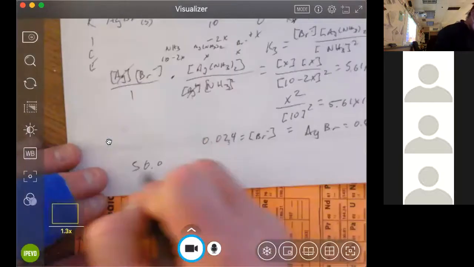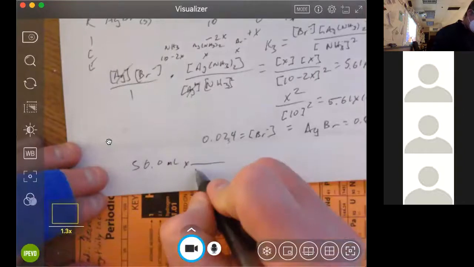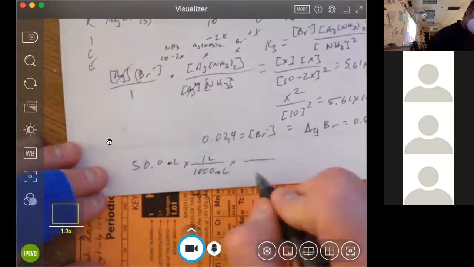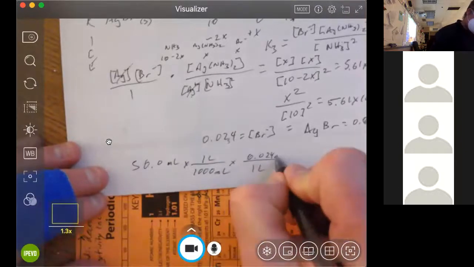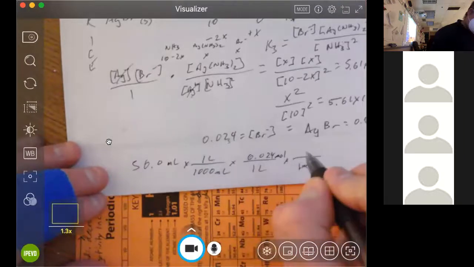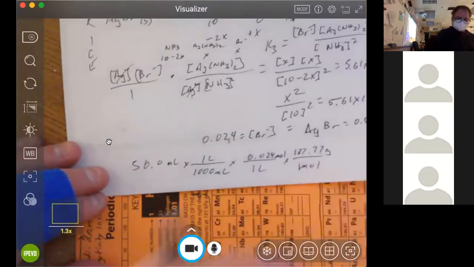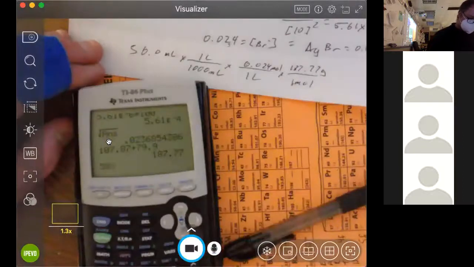Every 1,000 milliliters is 1 liter, and you can always do all this stuff in your head if you want. And every 1 liter has 0.024 moles, and every 1 mole is 187.77 grams. 50 divided by 1,000 times 0.024 times 187.77.